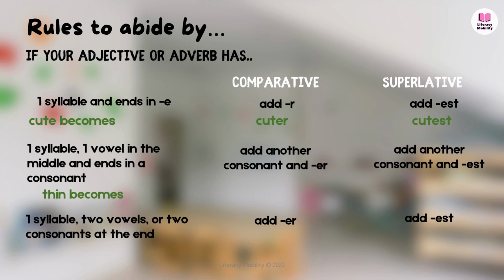Let's say that your adjective or adverb is one syllable, has one vowel in the middle, and ends in a consonant. For a comparative, use double consonants and add ER to the end. For a superlative, use double consonants and add EST to the end. Let's say that your adjective or adverb is one syllable, has two vowels or two consonants at the end. For a comparative, just add ER to the end. For a superlative, just add EST to the end.